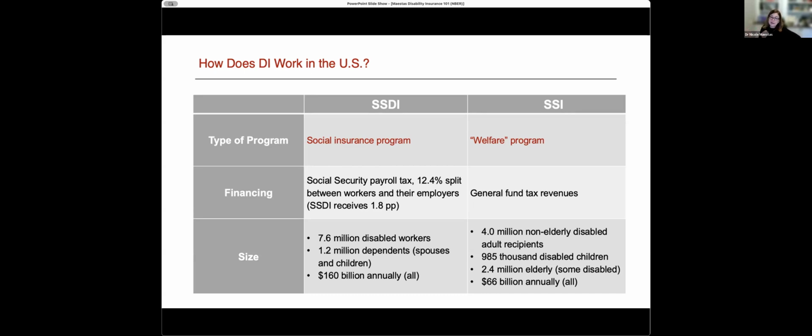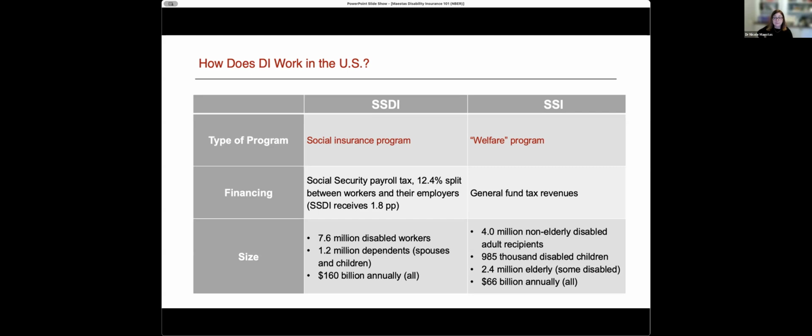The thing to remember about SSI, and this always needs to be kept straight in any research about the SSI program, is that it's really three programs in one. There's a program for the non-elderly disabled adults, so people under 65 who have a disability but are very low income and low assets. There's a program for disabled children. There is also a program for the elderly, people over 65 who are very low income. Some of them may be disabled, but disability is not a criterion for the program for elderly individuals.